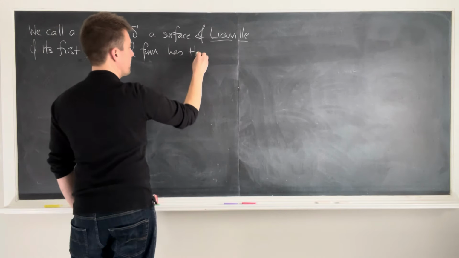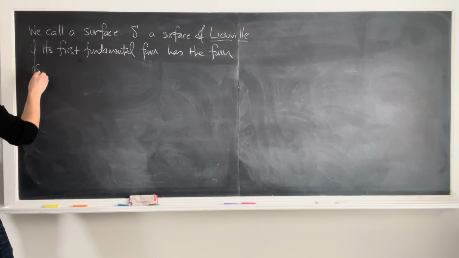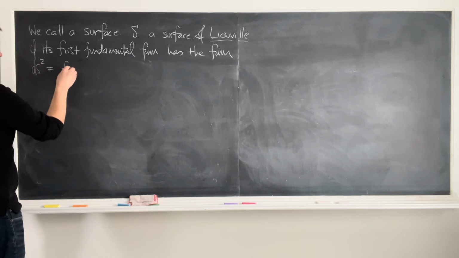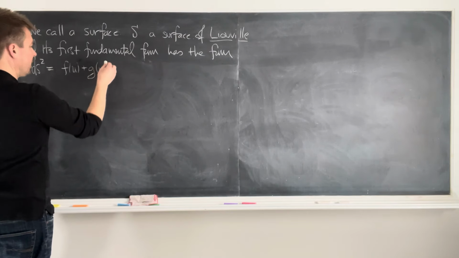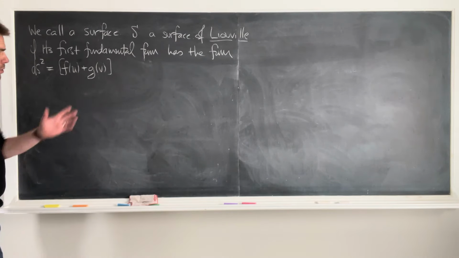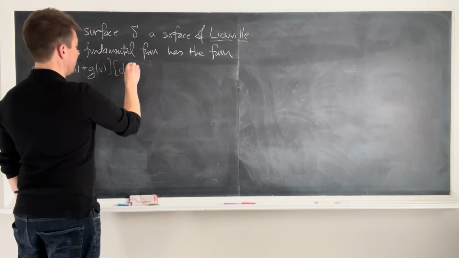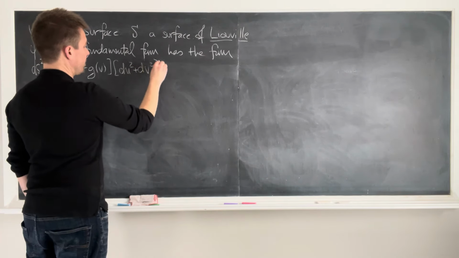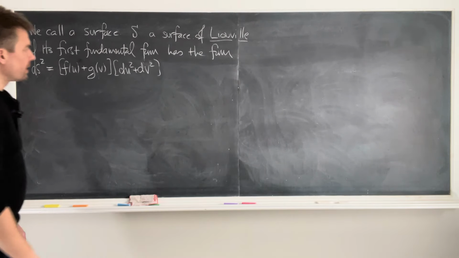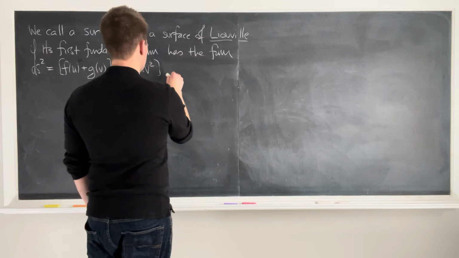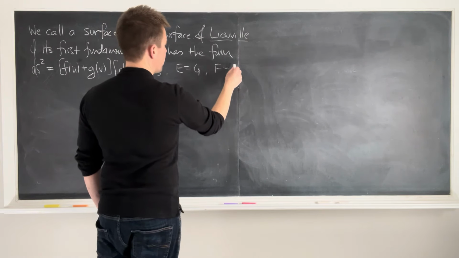has the form ds squared is equal to f of u plus g of v. So that's your prefactor, and then times the ordinary metric, du squared plus dv squared. So these are the metrics. That's the first fundamental form of a surface of Liouville, right? And so in this case, we have E equals G, and F is equal to 0, right?